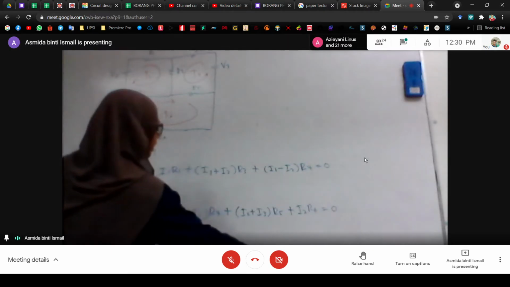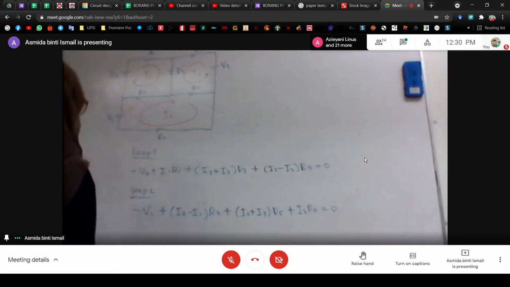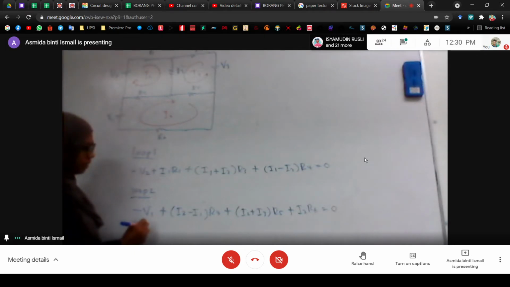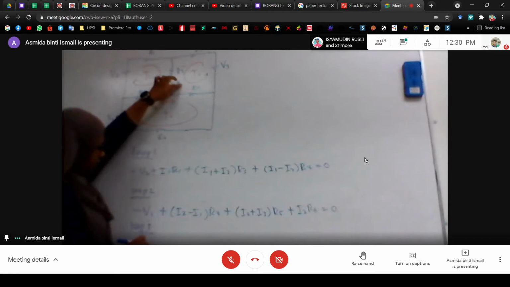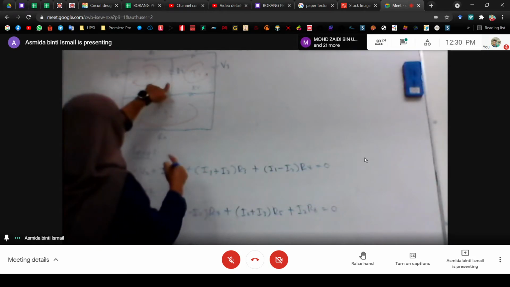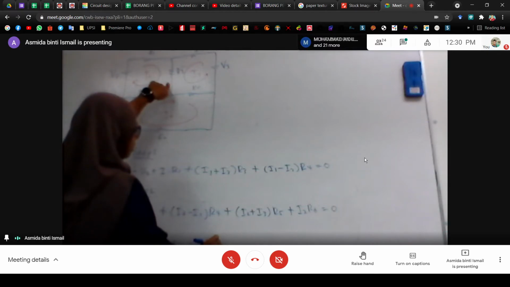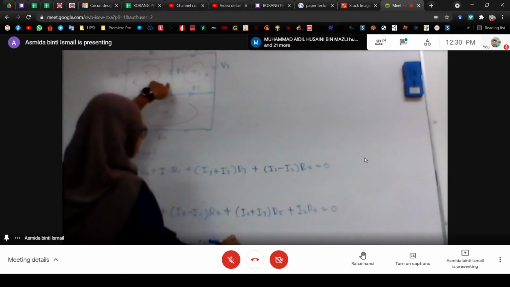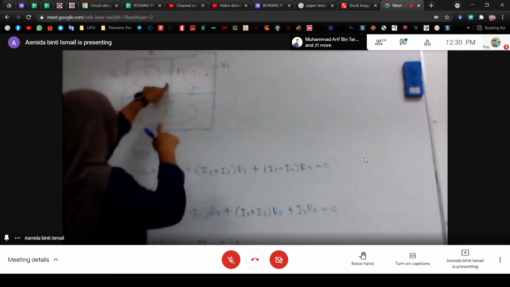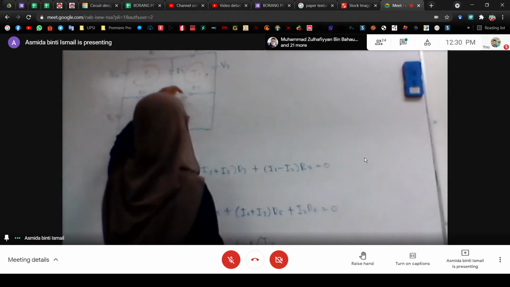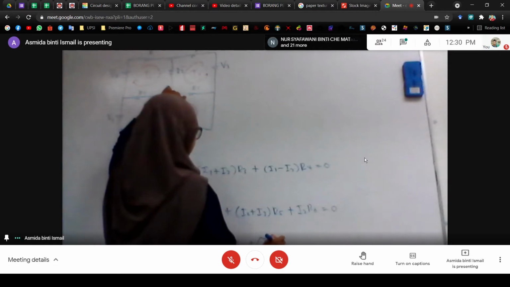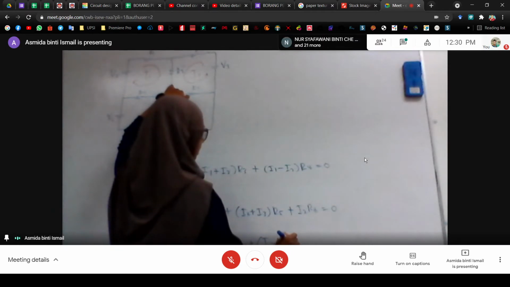So for loop 3, loop 3 is minus V3 plus I3 R2 plus I3 plus I1 R3 plus I3 plus I2.